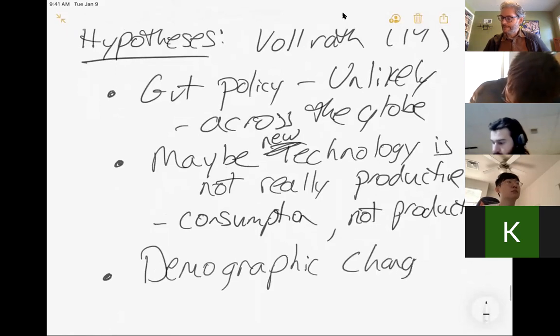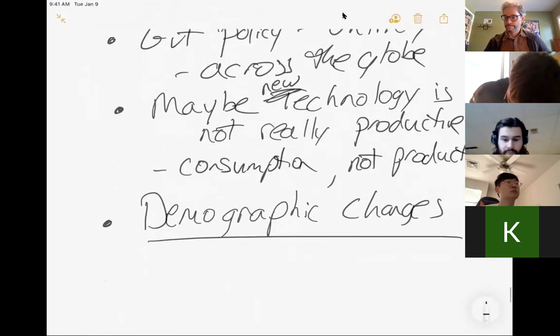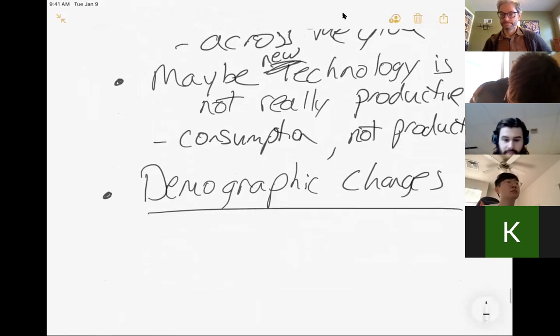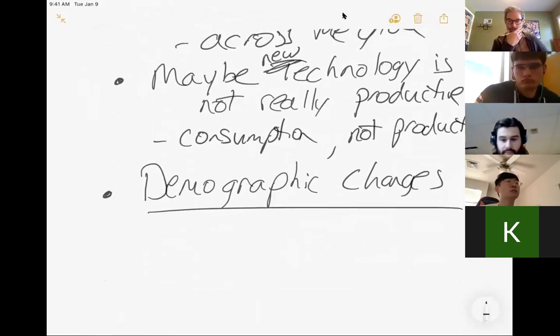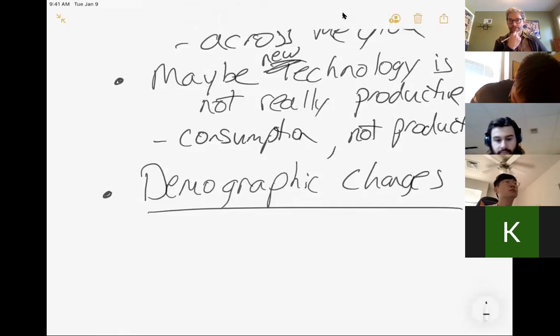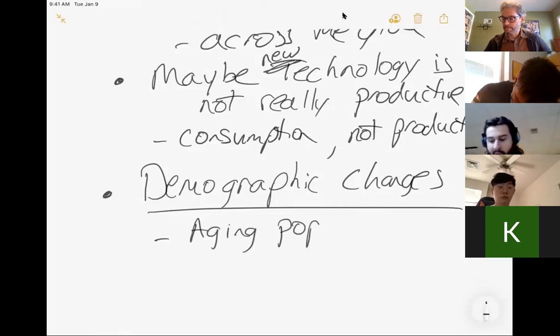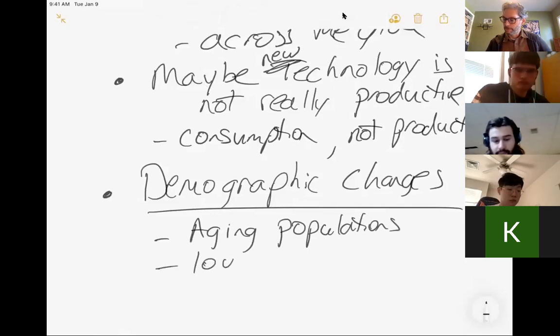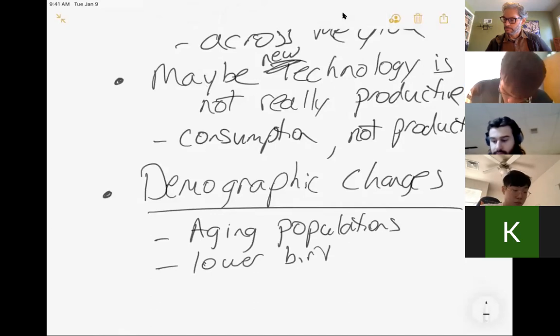Moving on to things that I think have more predictive power, or that have more evidence to support them. There is definitely a reason to think that some of this is related to demographic changes across the globe. In the US and many other countries, we have aging populations. We have lower birth rates. More retirees.